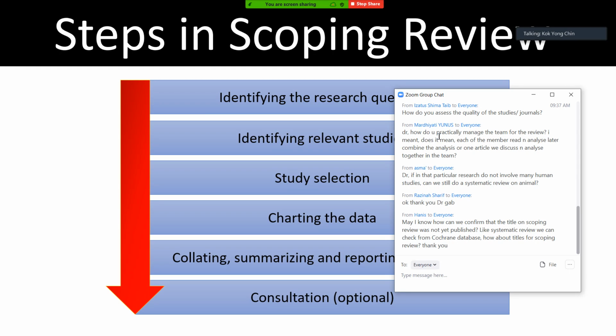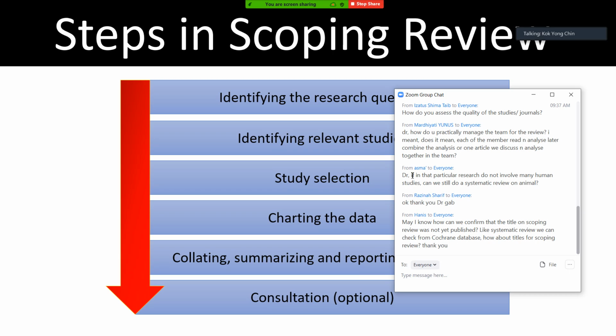Madhyati asks, how do you practically manage the team for the review? Does each of the members read, analyze, and later combine the evidence, or do we discuss and analyze one article together in a team? Well, we are going to discuss this later, but it is better if each article is reviewed by more than one member of the team. For each article to be included in your scoping review or systematic review, it's better to have the agreement of at least two co-authors before you include the study. But we are going to discuss this later.